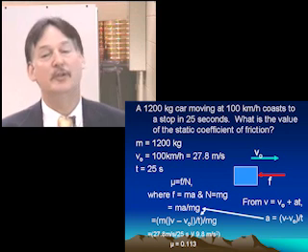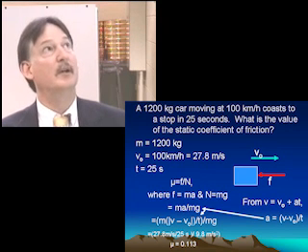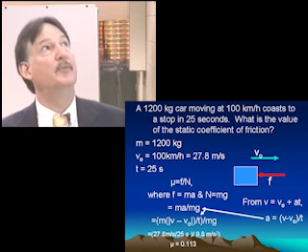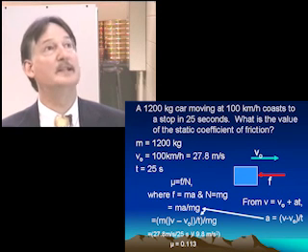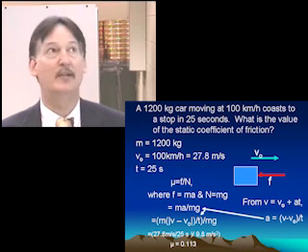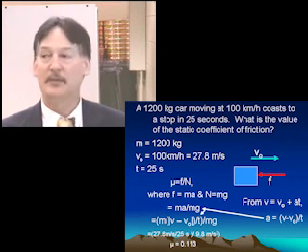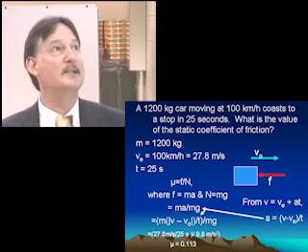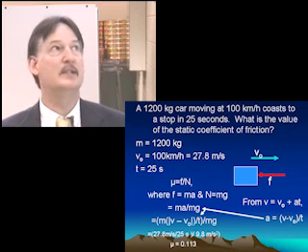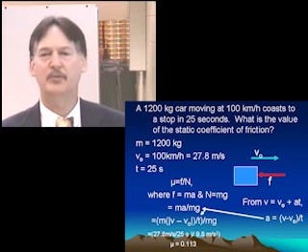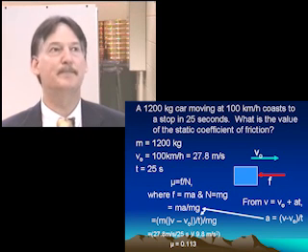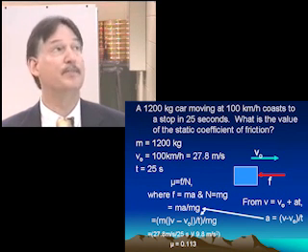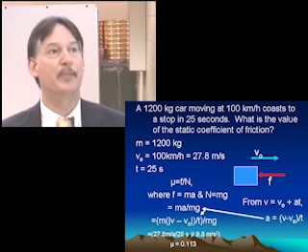Here we have a 1,200 kilogram car moving and comes to a stop in 25 seconds. We would like to know the value of the static coefficient of friction. We have 1,200 kilograms for its mass. Its velocity was stated as 100 kilometers per hour, which we need to convert to meters per second. Remember, our units are always kilograms, meters, and seconds. And the time is in seconds.